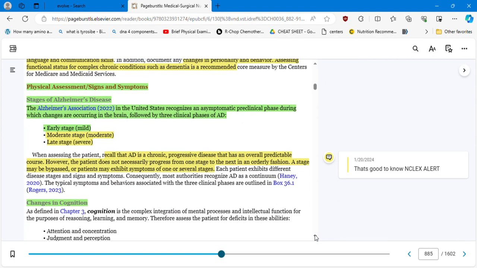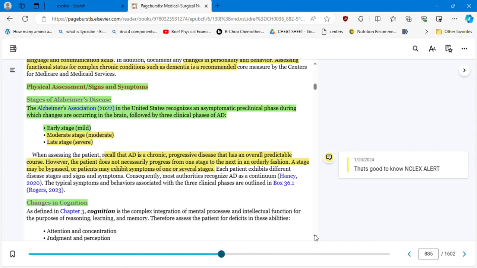Physical assessment, signs and symptoms, stages of the Alzheimer's disease. This is very important and this is good to know. NCLEX alert. So we have basically three stages: the early, the moderate, and the late. So recall that this disease is a chronic progressive disease that has an overall predictable course. However, I have to mention that if a patient is on the earliest stage, not necessarily he is going to progress into the moderate. He can jump immediately to the late stage.